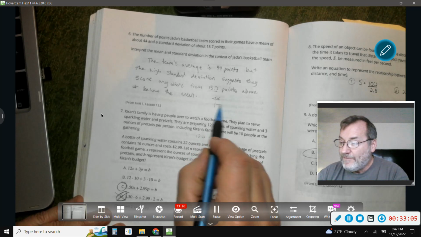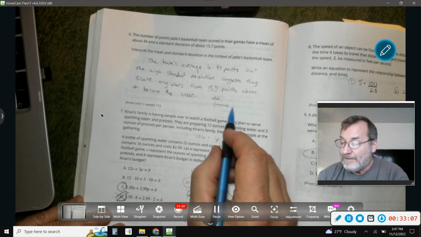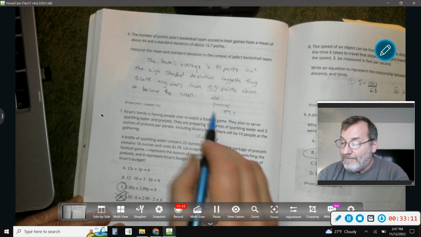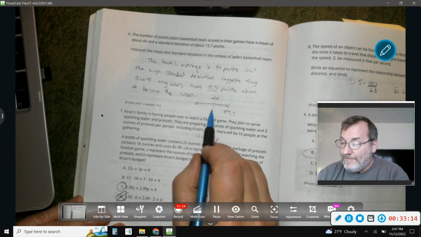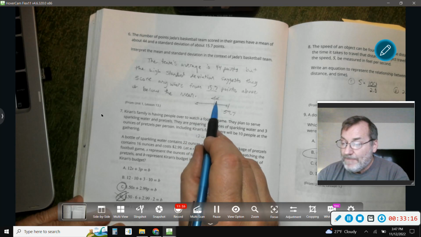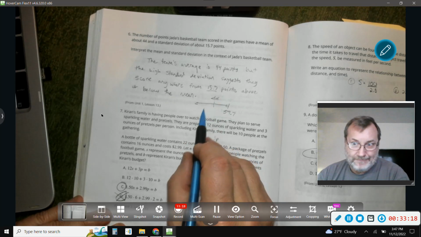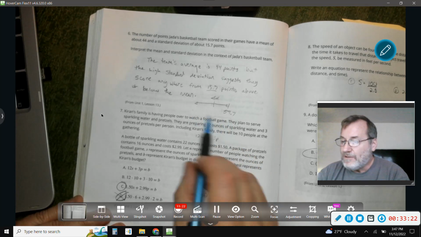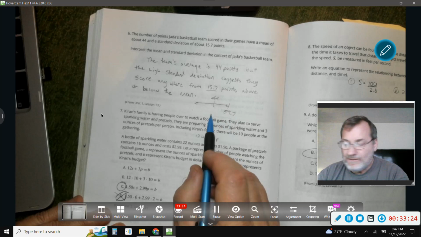If you go up 15.7 units, now you're up to 59.7. And if you take off the 15.7 points, now you're in the high 20s or 30s. So anywhere from 30 to 60 points. Yikes. So there's a big old standard deviation going on here.